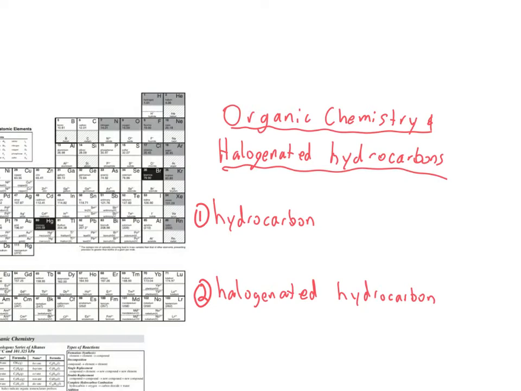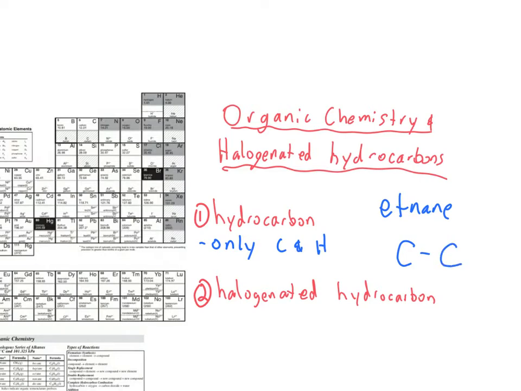So hydrocarbons have only carbon and hydrogen. So we're going to take a look at a very simple structure here, a very simple hydrocarbon called ethane. And the ethane molecule, ethane, is actually in your data booklet, so we'll take a look at that later. And it has two carbons which are bonded to each other.